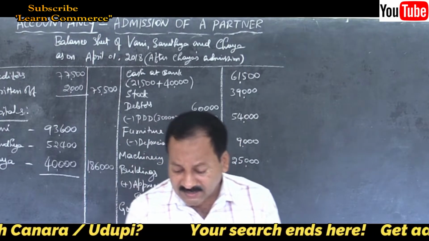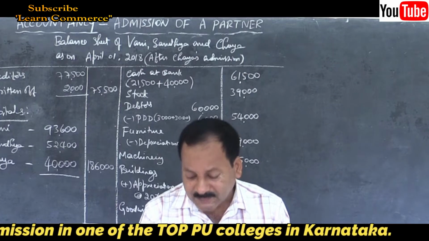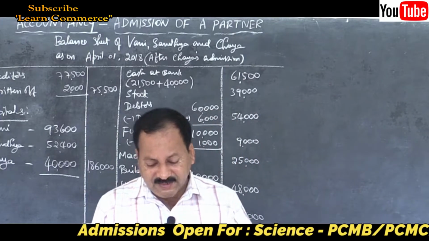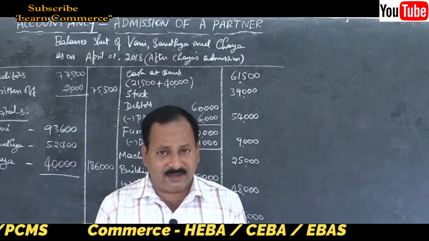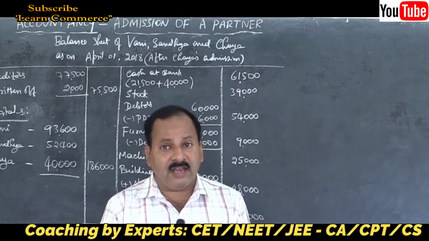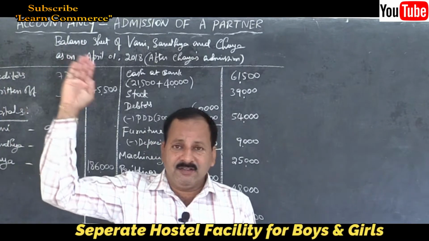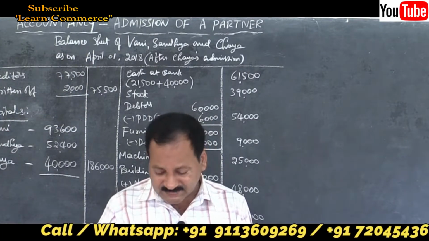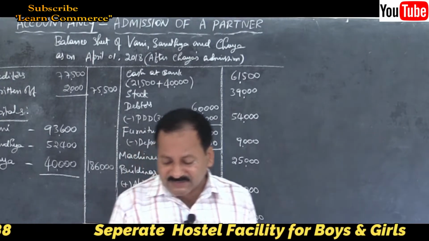Mahendra and Surendra are equal partners in a firm. Their balance sheet as on 31st March 2017 stood as follows. Liabilities side: creditors, bank loan. Bank loan is a normal liability like creditors. Capitals of Mahendra and Surendra, balances are given, that is the starting point, balance brought down in the capital account on the credit side. Then on the asset side, stock is given.